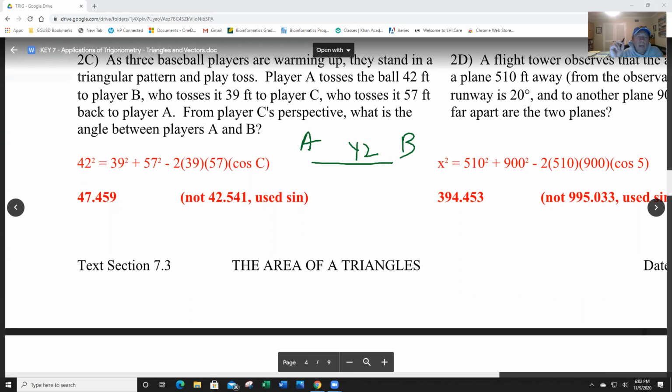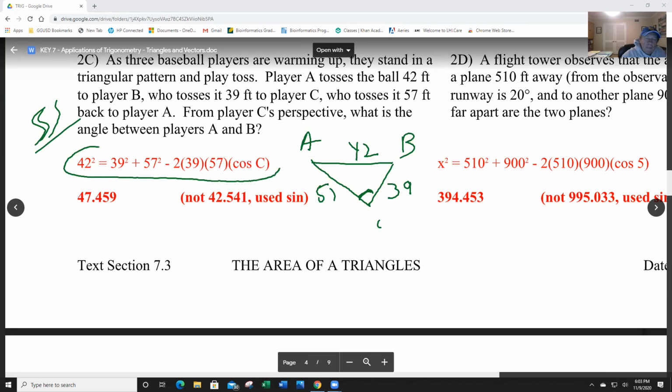Okay. And then B tosses to C at 39. And I have my eye on 57 being the longest. So I kind of made that angle. Of course, I've done the problem before. Okay, great. We have an SSS deal, right? SSS, law of cosines, no problem. Now, from player C's perspective, I believe that's down here, this angle right there. What is the angle between A and B? Awesome. Okay. So here's the setup for you.